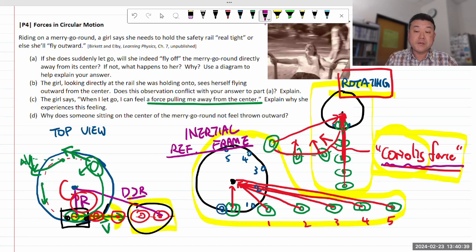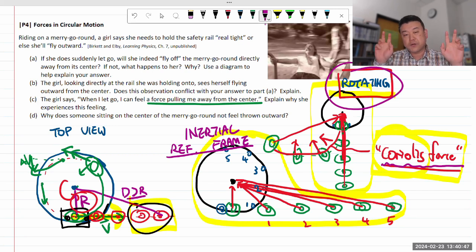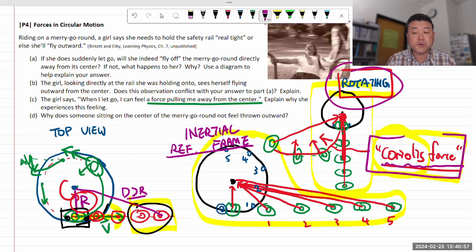But rotating frames involve a lot of complication. Even though it might feel like using centrifugal forces is easier in one problem, it's going to lead you down a path where you're going to see contradictions unless you learn how to correctly handle the Coriolis force. So yeah, that's the explanation I wanted to give.